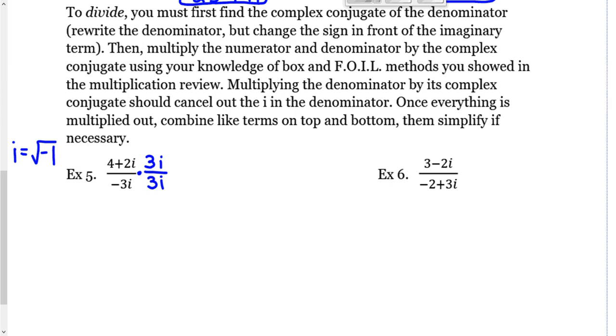So I'm going to handle my numerator. I'm just going to multiply it out. I've got 3i times 4, which is 12i. I also have 3i times 2i, which is 6i squared. Then I've got my denominator. Negative 3 times positive 3 is negative 9. i times i is i squared. Now we know we can't have i squared. i squared has to be changed to negative 1.